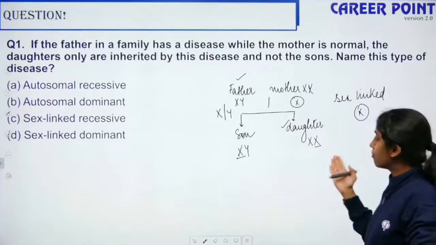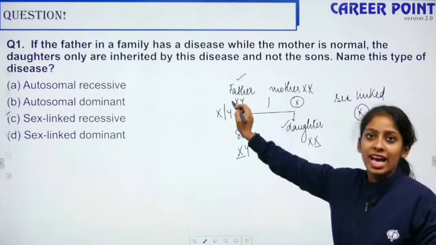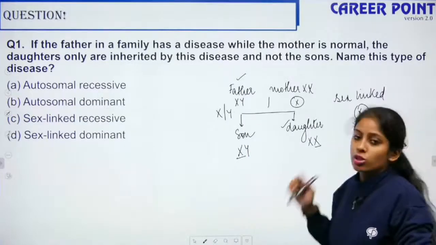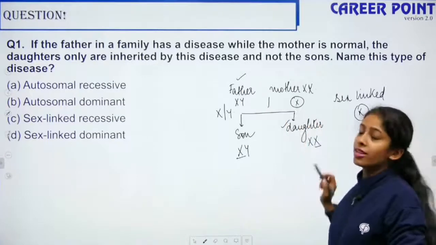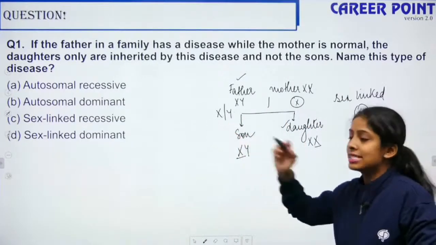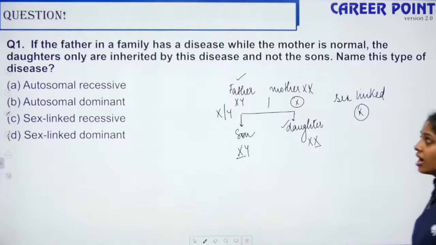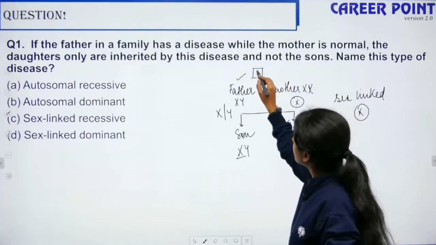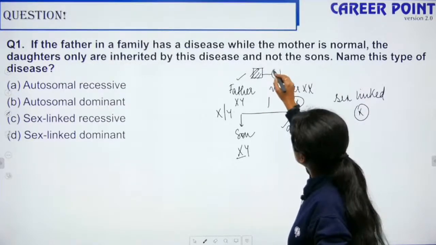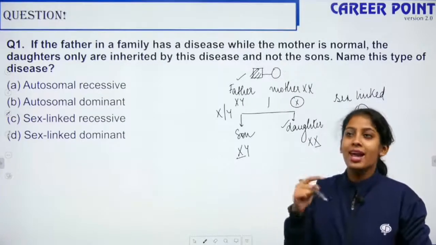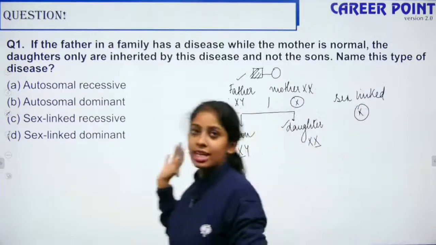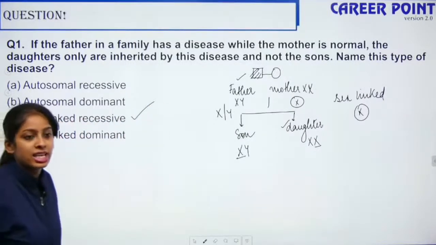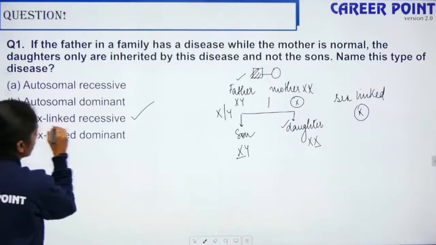If the father has the disease and it directly affects the daughter, then please understand it is sex-linked. There is a problem with the X chromosome, because the father gives his X chromosome to the daughter. If the son is normal but the daughter is infected, then the problem is with the X chromosome from the father. So it is sex-linked, not autosomal, since it goes from father to daughter. Basically this is color blindness, a sex-linked recessive condition, and mostly sex-linked conditions are recessive. So here your answer is C.